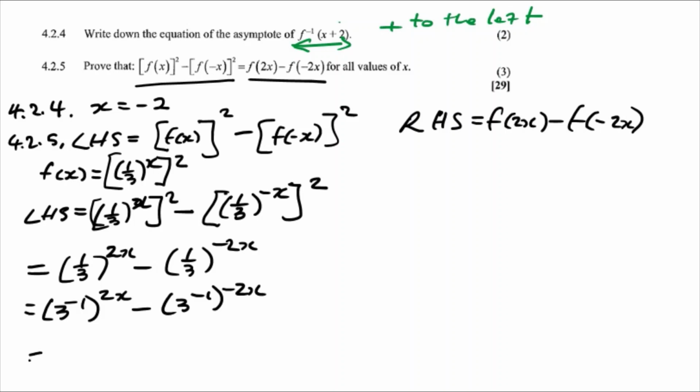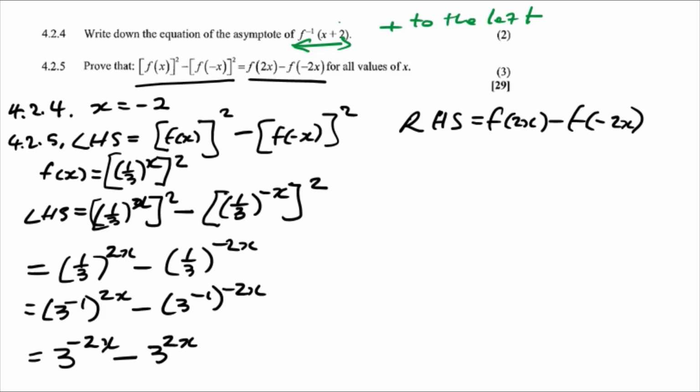which now simplifies to 3 to the exponent negative 2x minus 3 to the exponent 2x, when we multiply the exponents. Now remember, a power raised to an exponent, we multiply the exponents.